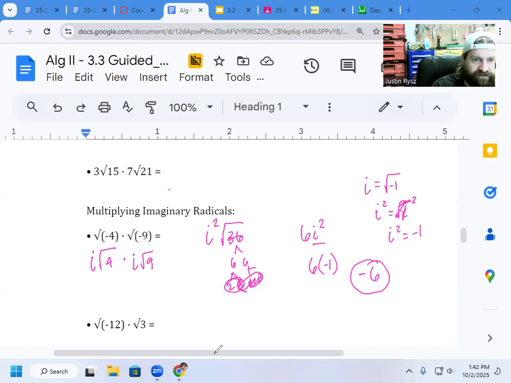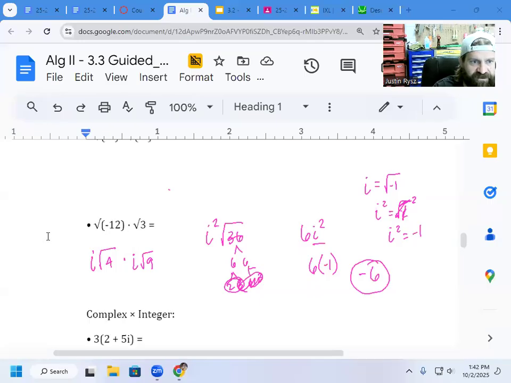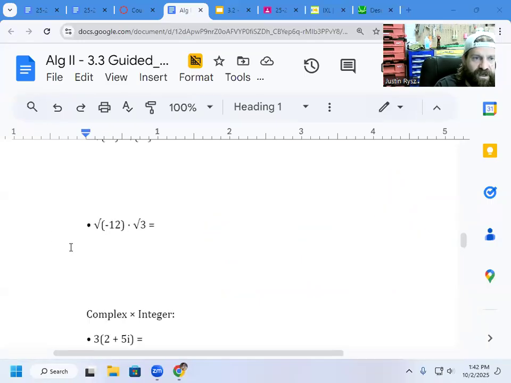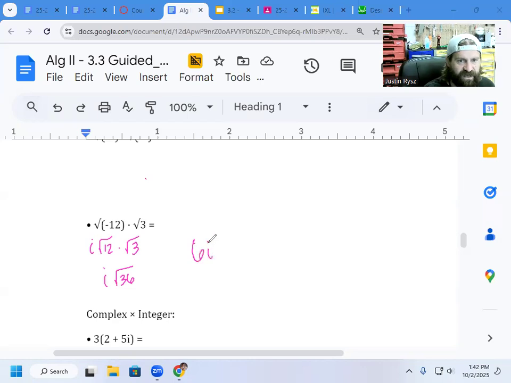Now, on the next problem, let me scroll down a little bit and clear out my drawings. Let's make the i here: we get i radical 12 times radical 3. We didn't have multiple i's, we only have the i here. So if we multiply them, we get i radical 36. Why do I keep getting 36 here? Well, we do know that the square root of 36 is 6, so this answer would just be 6i.